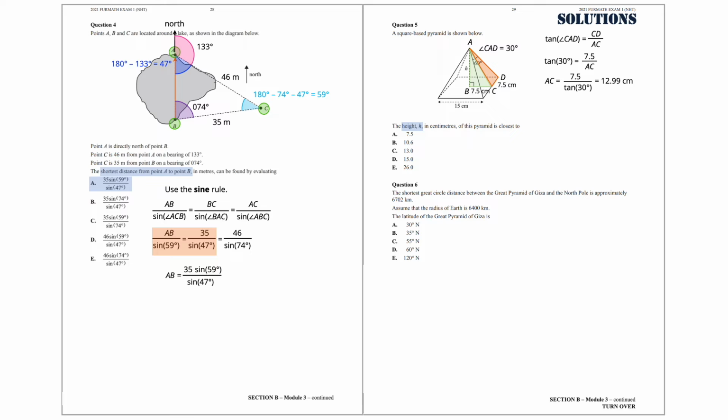We can now use Pythagoras' theorem in triangle ABC. So the height h of the pyramid equals square root of 12.99 squared minus 7.5 squared, and that is 10.6 centimeters. So the answer we are after is option B.